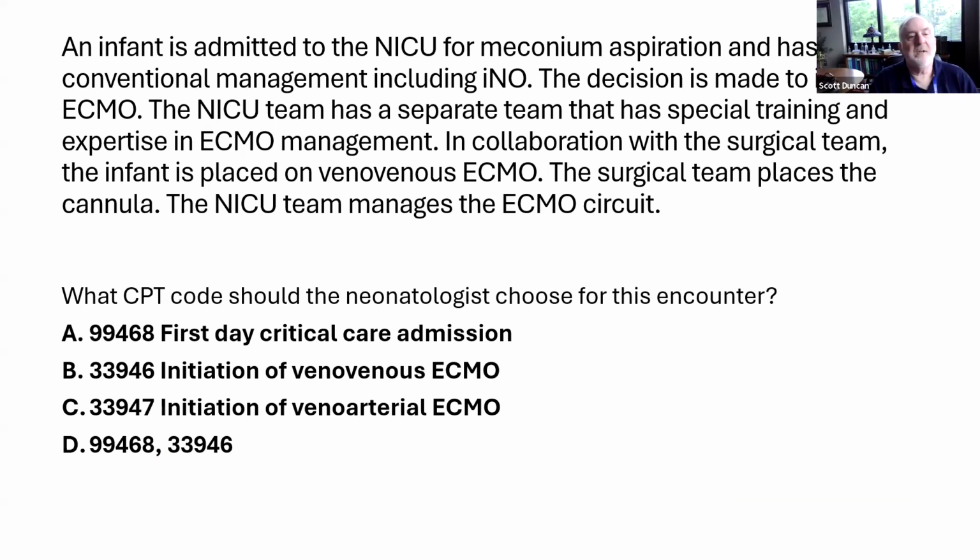Here we're going to throw in a twist because we brought a baby in for meconium aspiration, failed conventional management, including inhaled nitric oxide. It's put on ECMO. The NICU team has a separate team with special training and expertise in ECMO management in collaboration with the surgical team. The baby's placed on veno-venous ECMO. The surgical team places the cannula. The NICU team manages the ECMO circuit. So what codes does the neonatologist choose for this particular encounter?